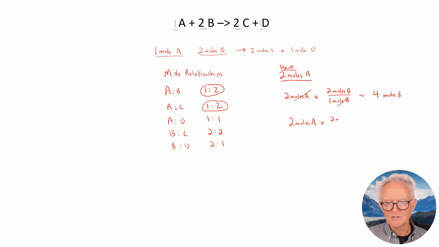And it happens to be 2 to 1. And so we have 2 moles of C for every mole of A. And so we end up producing 4 moles of C from 2 moles of A. So that's how you use mole relationships to make fairly simple calculations of the amounts of reactants needed. That's what we did for reactant B, or products produced. That's what we did for product C.